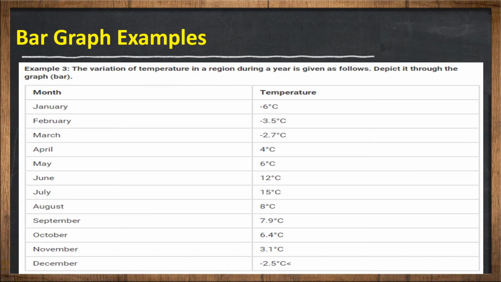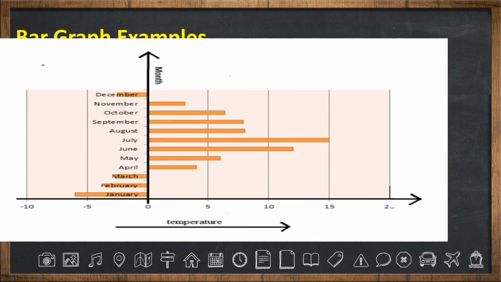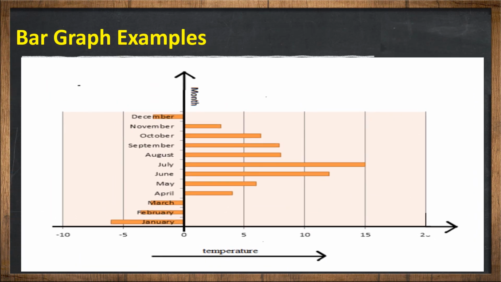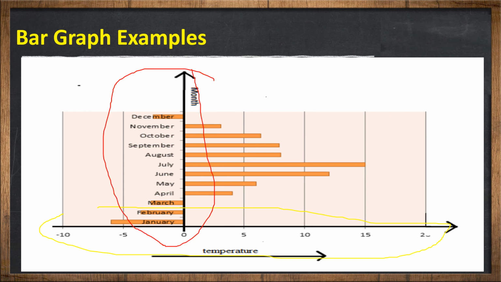The variation of temperature in a region during a year is given as follows. Depict it through a bar graph. As you can see here, the temperature is at the lower part and this one is the month, from January to December.